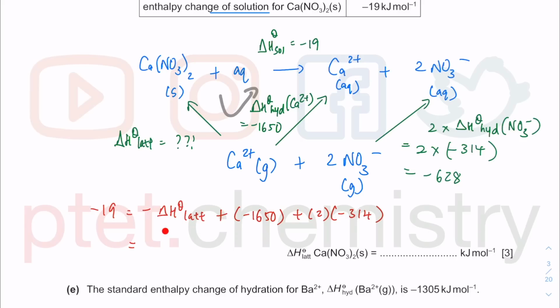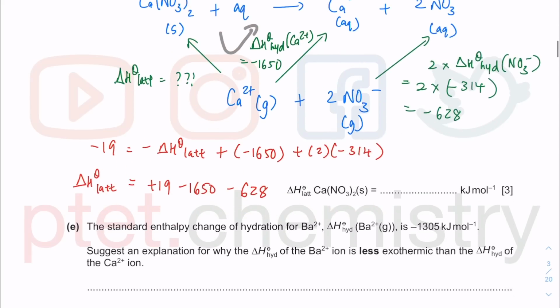Always use brackets because you never know if you will make a mistake. Now they want the lattice enthalpy. I'm going to move the lattice enthalpy to the left hand side, and then I move the minus 19 to this side, I get plus 19. This is minus lattice, becoming positive lattice. This is going to become minus 1650. It's going to become minus 628. Now you're ready to just press your calculator, and you get minus 2259.